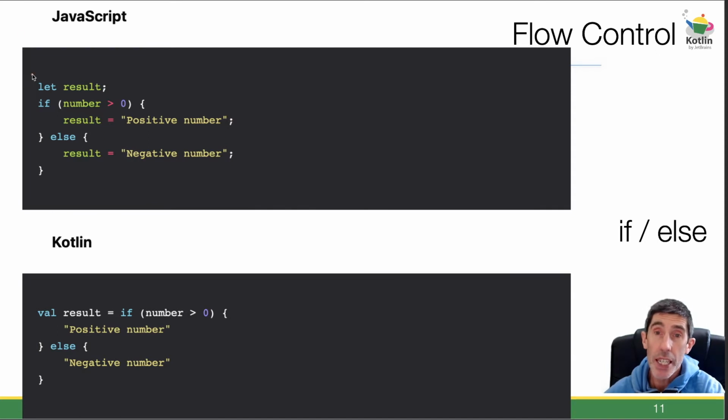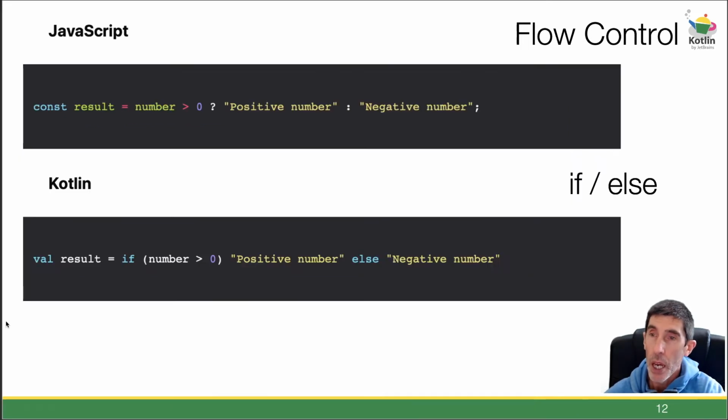Now you can still do it this way. You could still declare your val variable up here and assign it in here, but you may as well make use of those nice little features that Kotlin has. And that happens to be one of them, the fact that if is an expression, we can use it in this way.